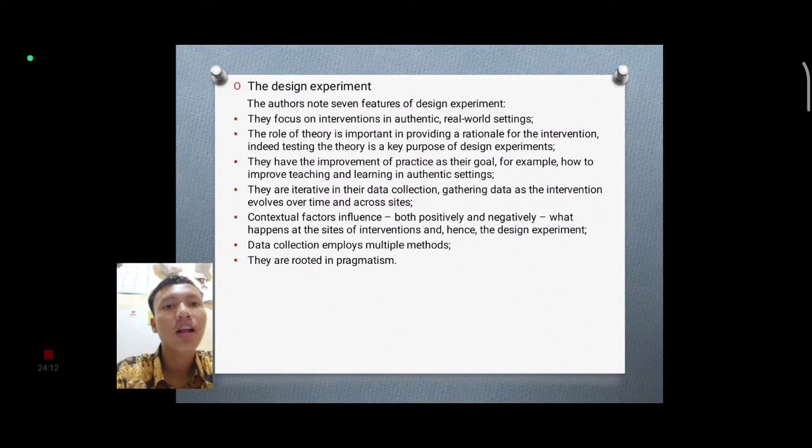Five, contextual factors influence both positively and negatively what happens at the site of intervention, and hence the design experiment. Six, data collection employs multiple methods. The last, they are rooted in pragmatism.